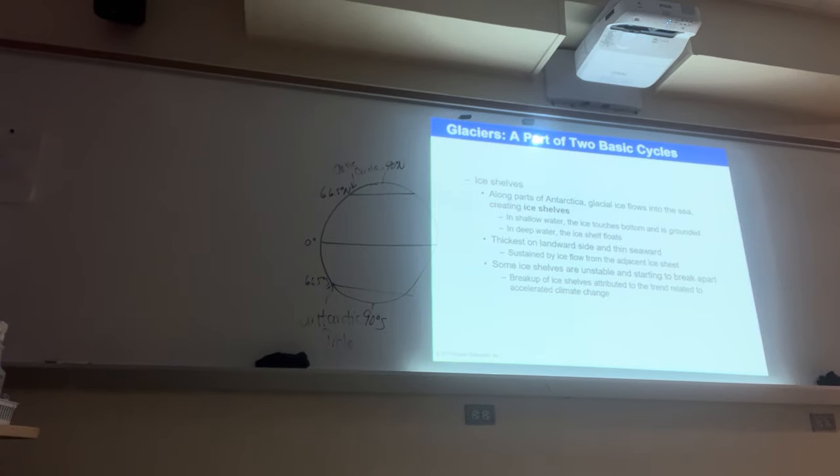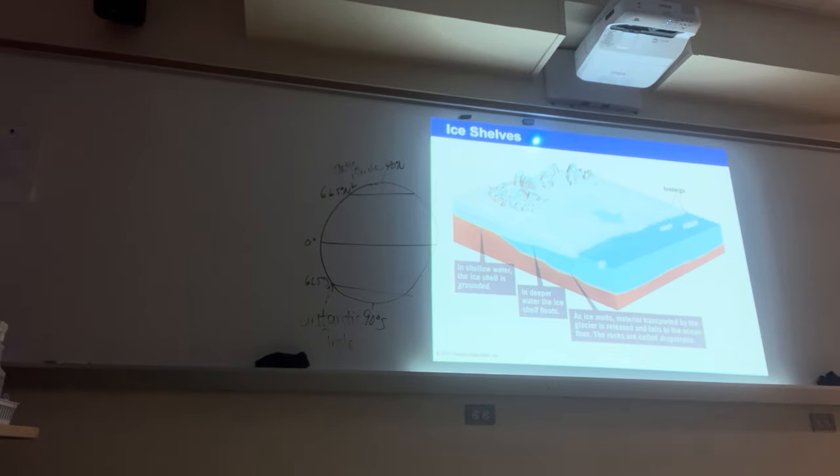Some ice shelves are unstable and start breaking apart, and breakup of ice shelves is attributed to trends related to accelerated climate change, which we're going to learn more about soon.